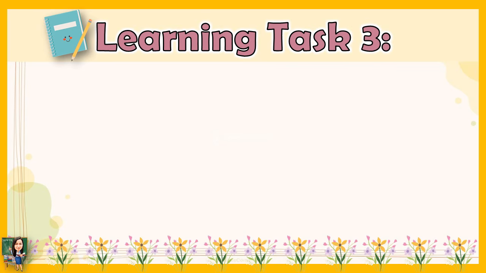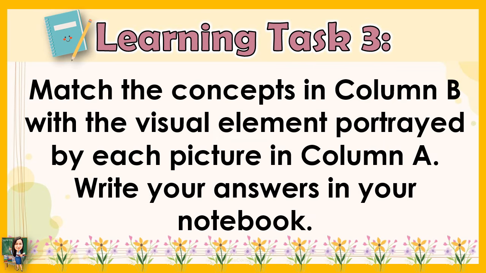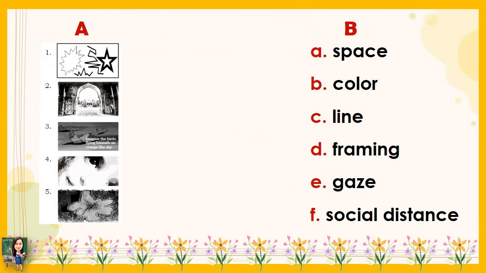Learning task 3. Match the concepts in column B with the visual element portrayed by each picture in column A. Write your answers in your notebook. For number 1, what concept is portrayed with this image? Very good. The answer is letter C, line.